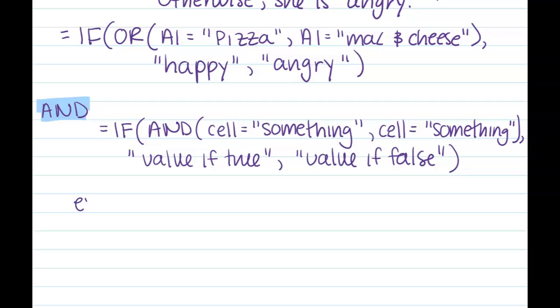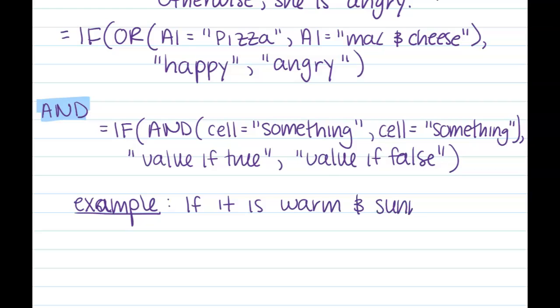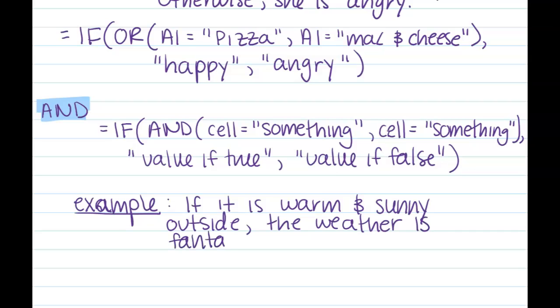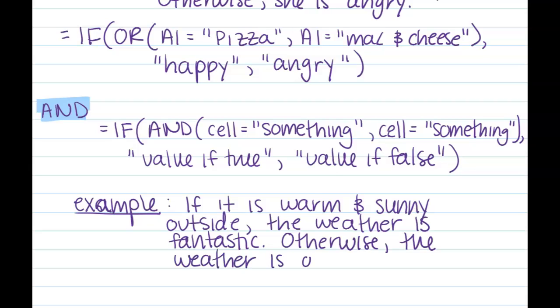So for example, if it is warm and sunny outside, the weather is fantastic. Otherwise, the weather is okay.